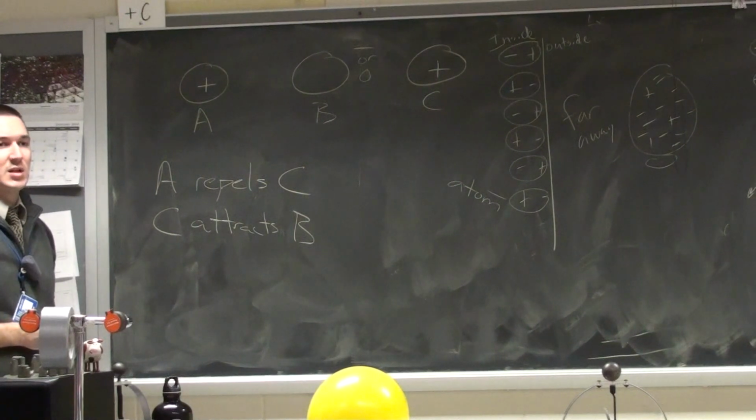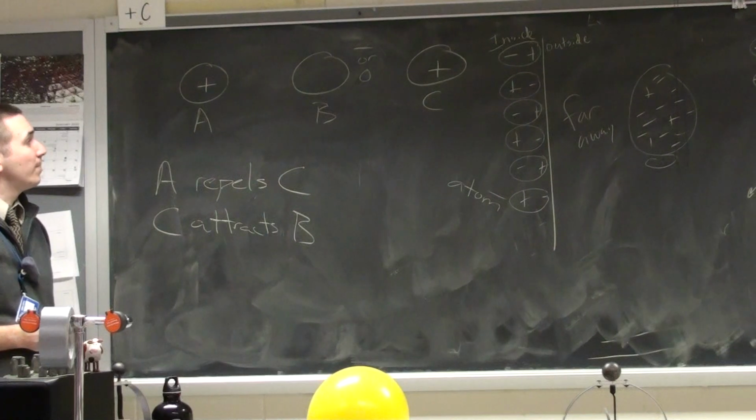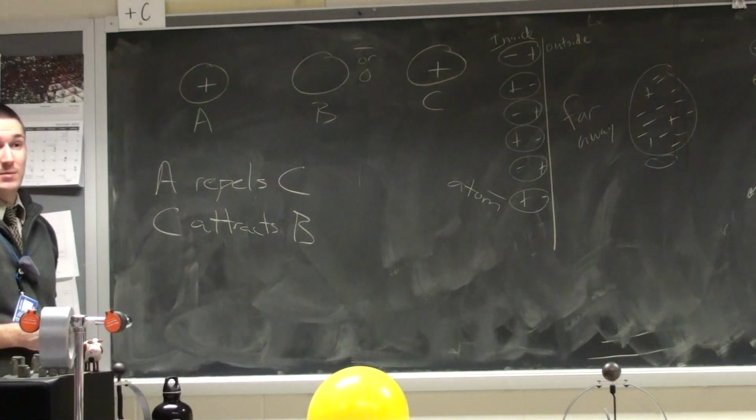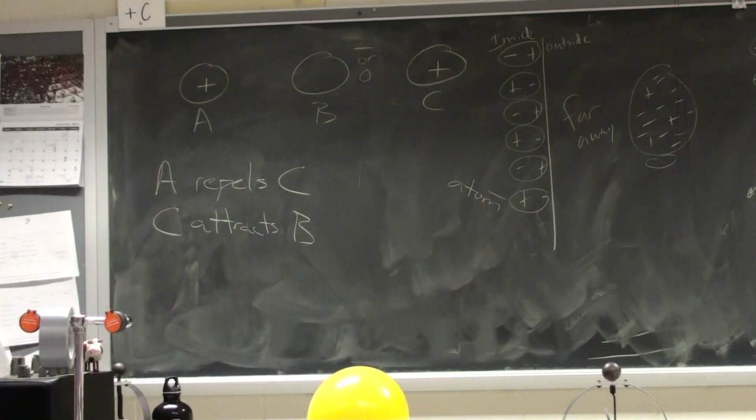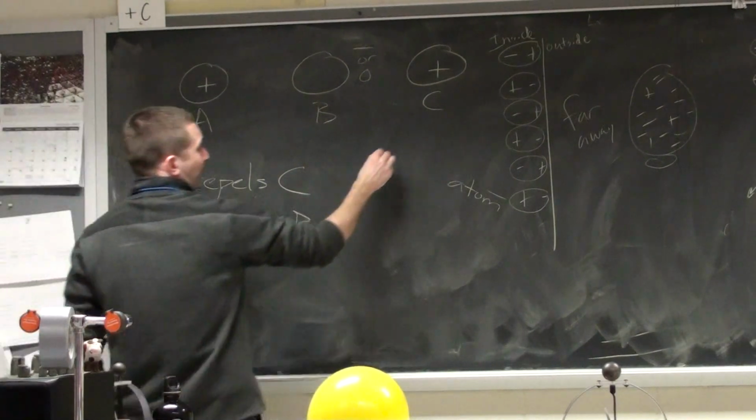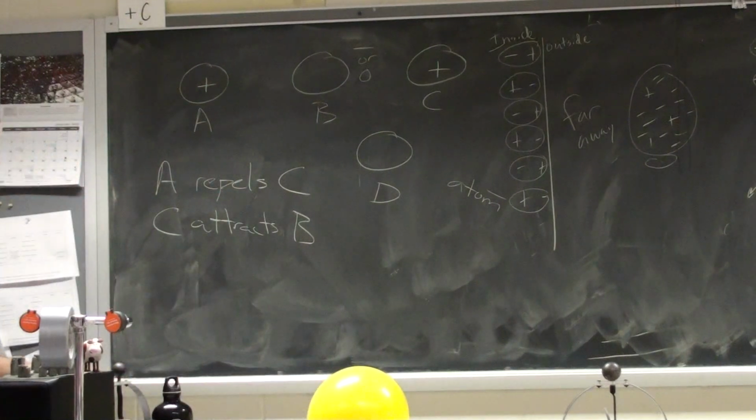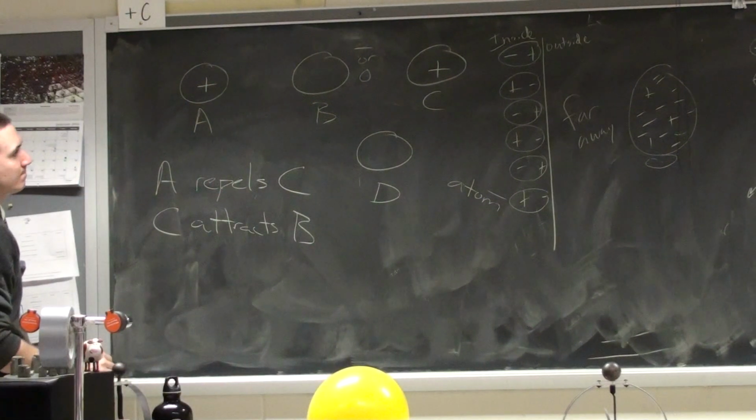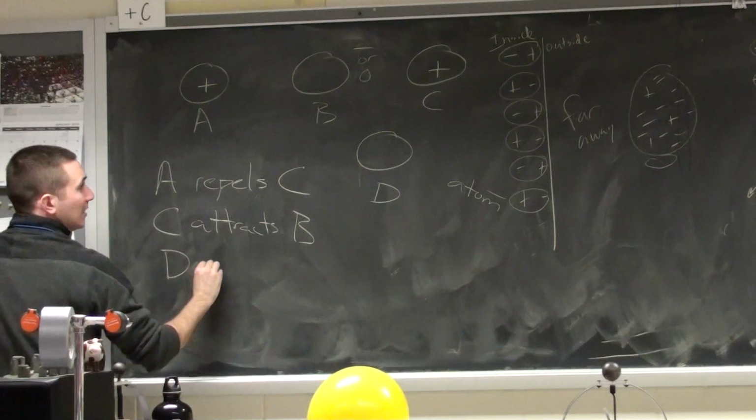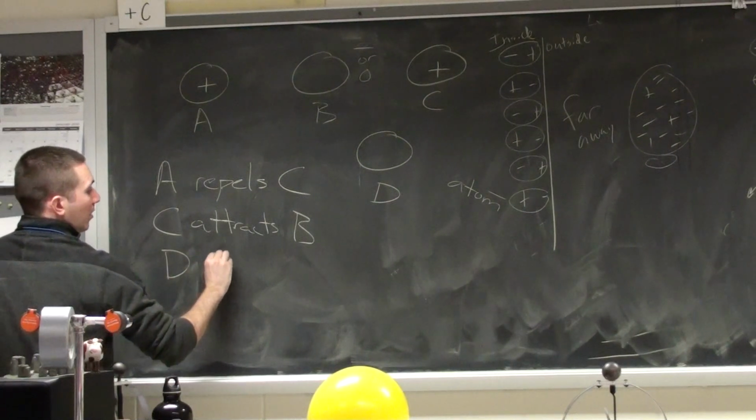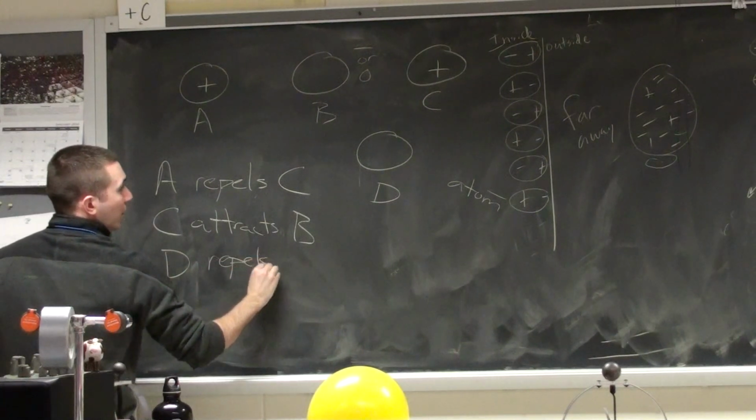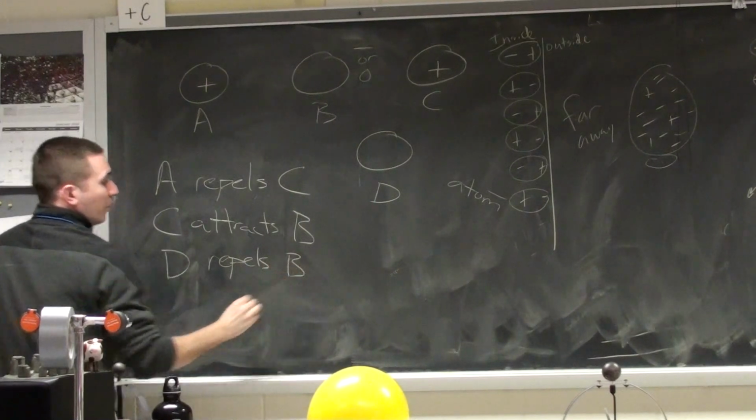Can you propose a test? If it attracts A, no, because it doesn't repel. Oh wait, could you find out? I would have to take a third object, D, and let's say D is negative.